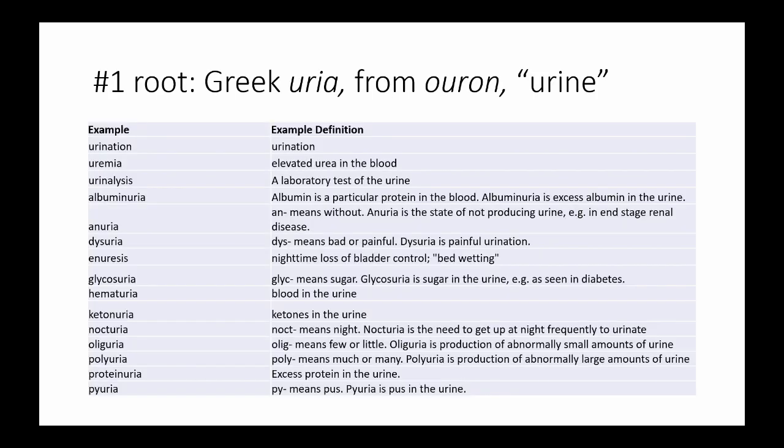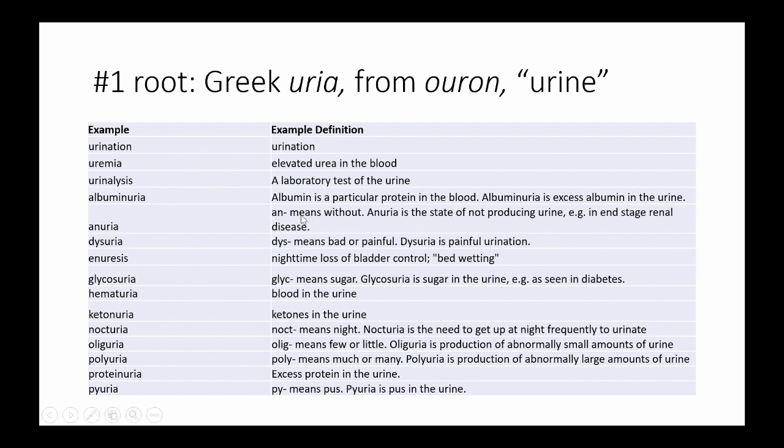Now we'll go through different roots. The number one root related to the urinary system is uria, which comes from the Greek ouron, meaning urine. This slide has several different examples of this root in urinary system terminology. First, there's the word urination. Uremia refers to elevated urea in the blood. A urinalysis is a laboratory test of the urine. Albuminuria refers to excess albumin in the urine. Albumin is a protein in the blood.